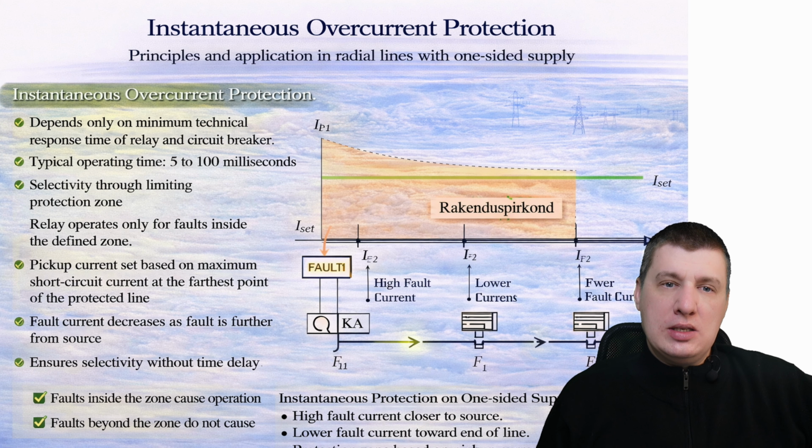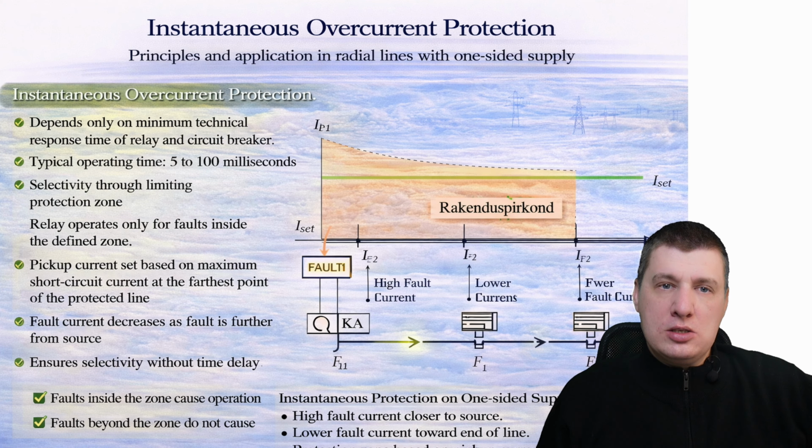Next we examine instantaneous overcurrent protection. This protection has no intentional time delay. Its operation time depends only on the minimum technical response time of the relay and the circuit breaker. Typical operating time for instantaneous overcurrent protection is between 5 and 100 milliseconds.